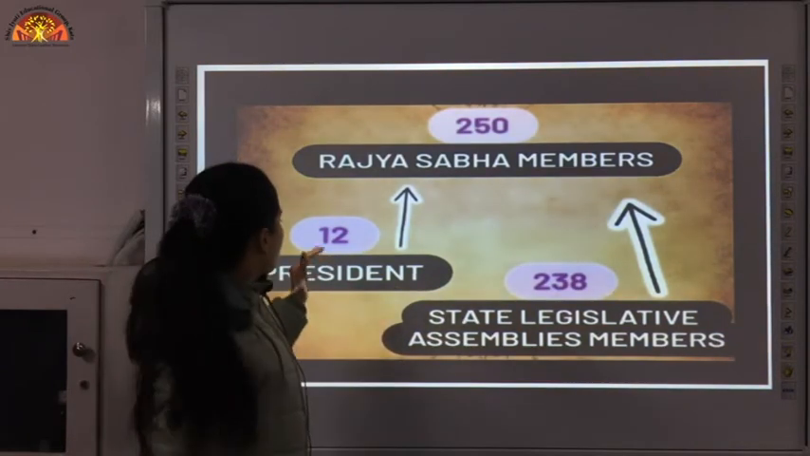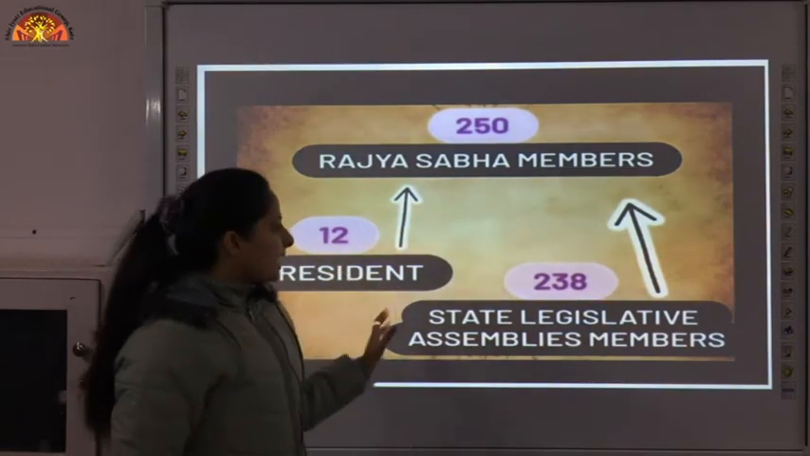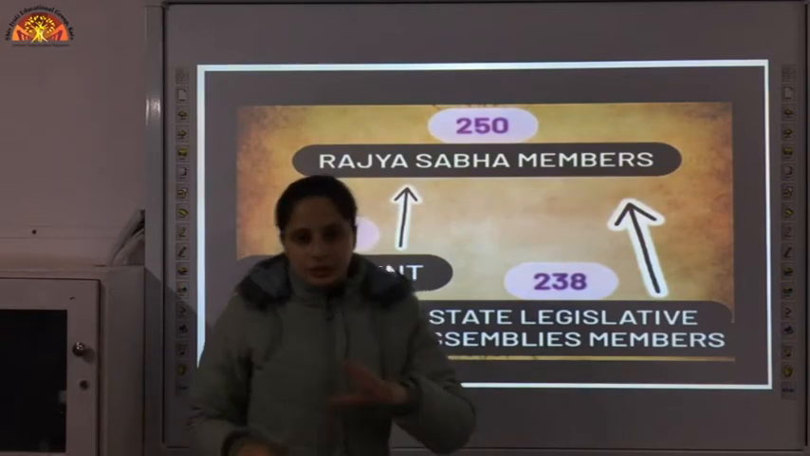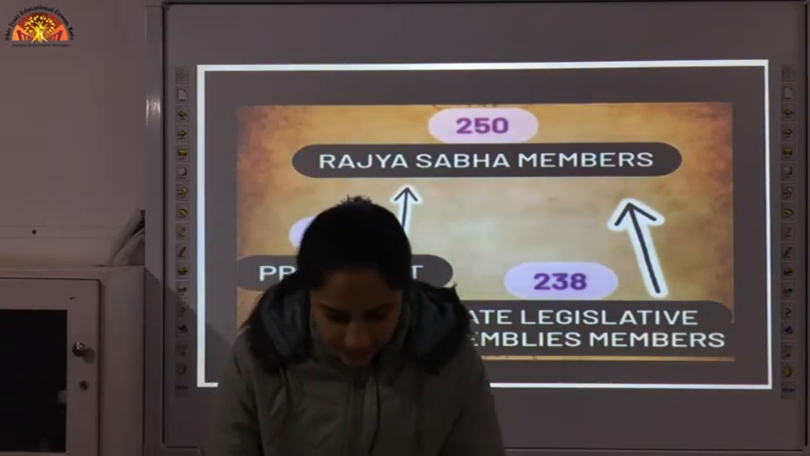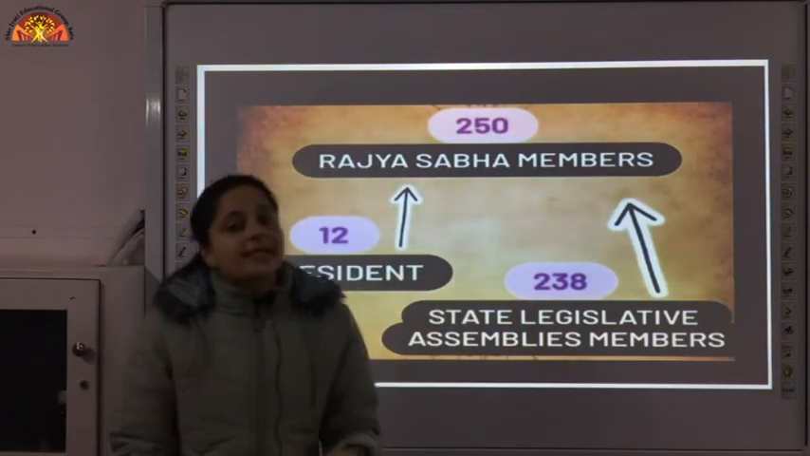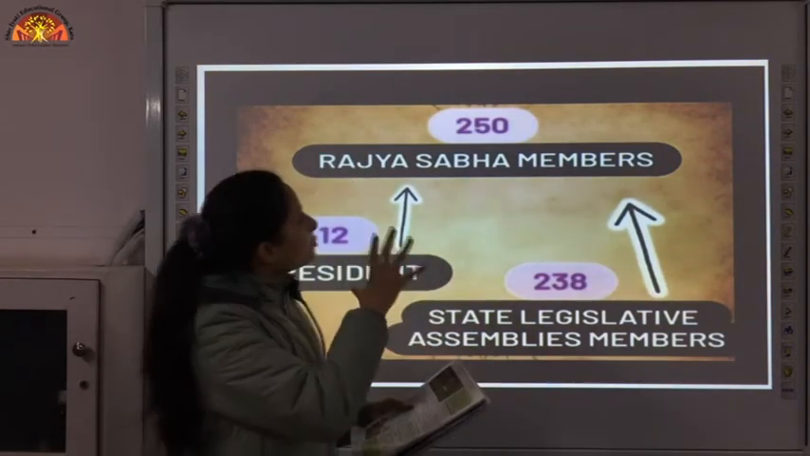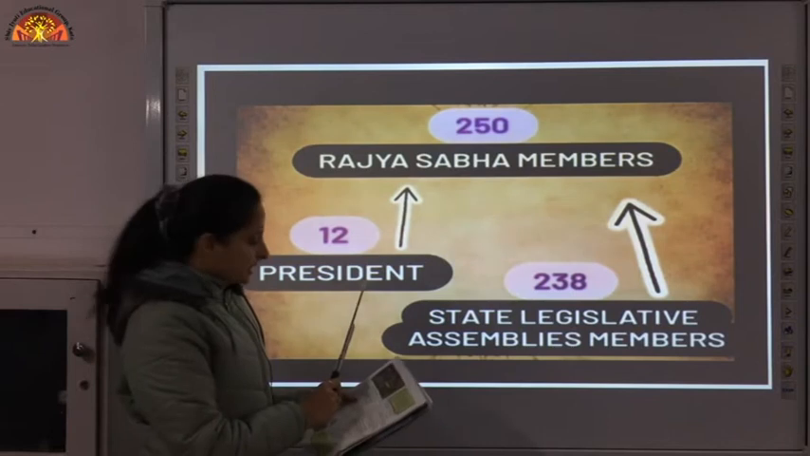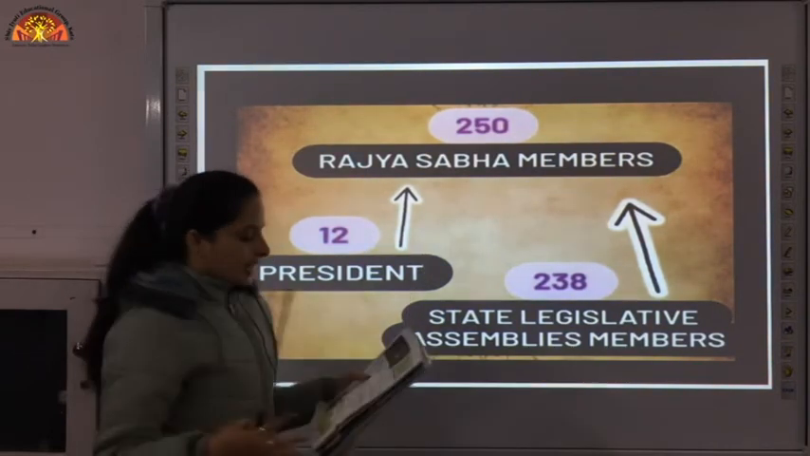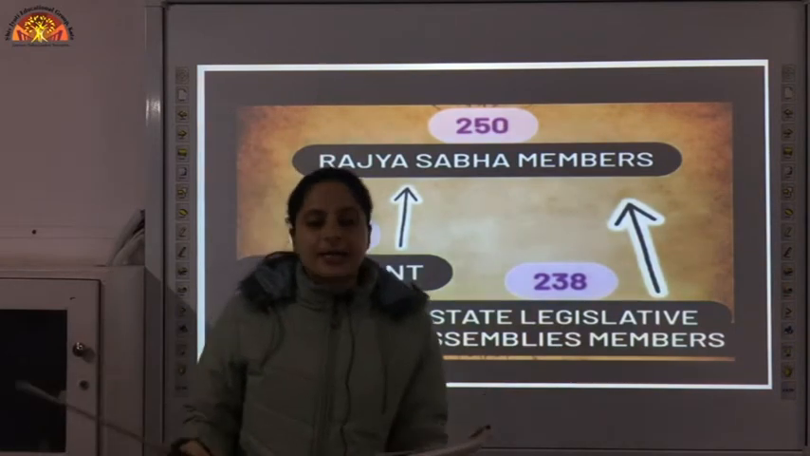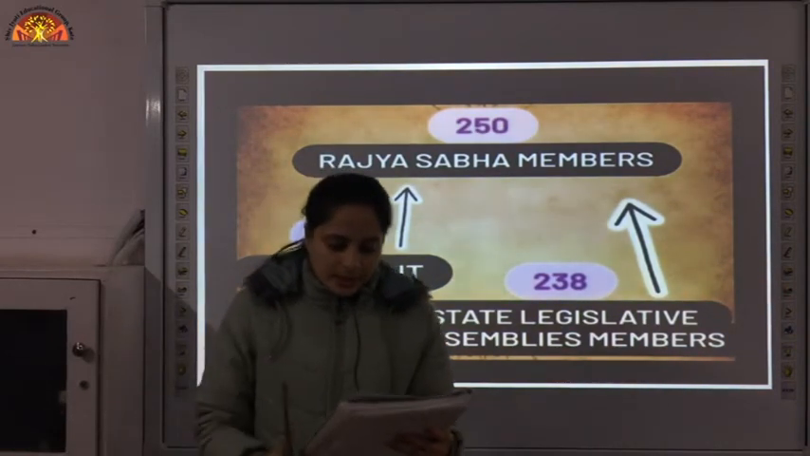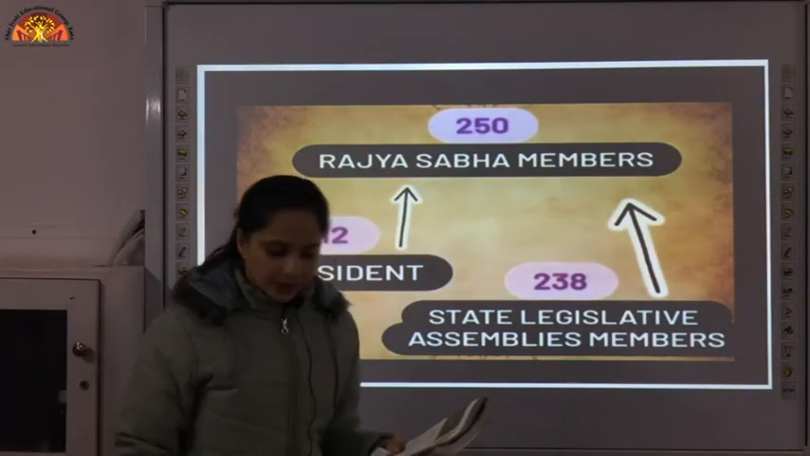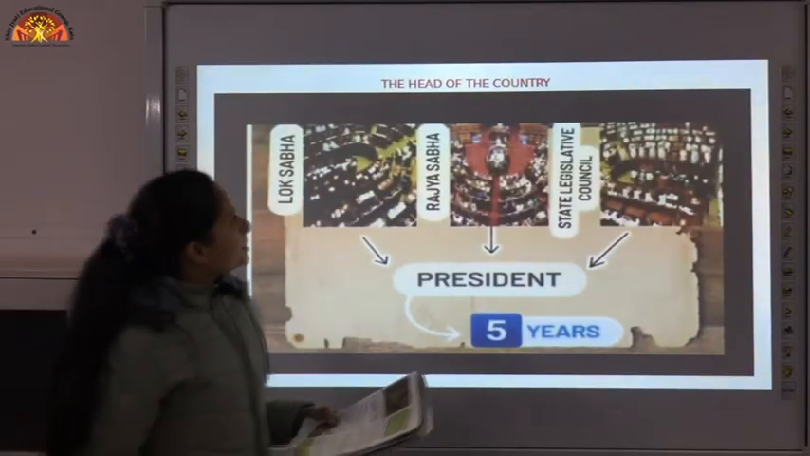Okay, 12 are nominated by the president, and 238 members are chosen by the state legislative assembly. So this forms the Rajya Sabha. Over there, Rajya Sabha is presided by the vice president, and it has a maximum strength of 250 members, as I told you, and 12 are nominated by the president, and 1/3 members retire every 2 years. So Rajya Sabha is a permanent house, because it cannot be dissolved, and the membership is permanent over here. This was all about Rajya Sabha.